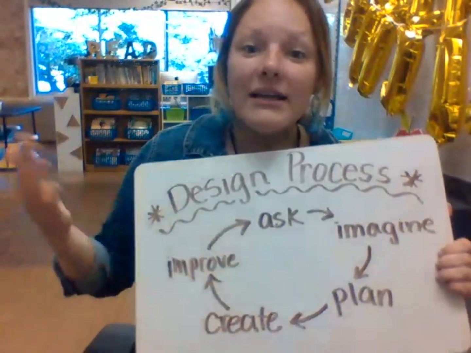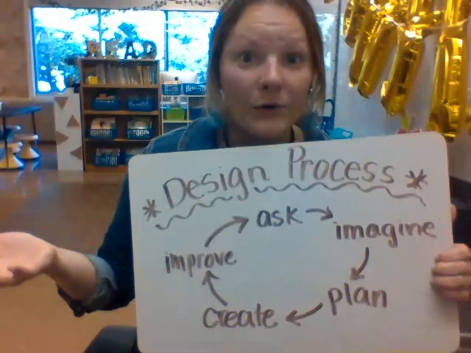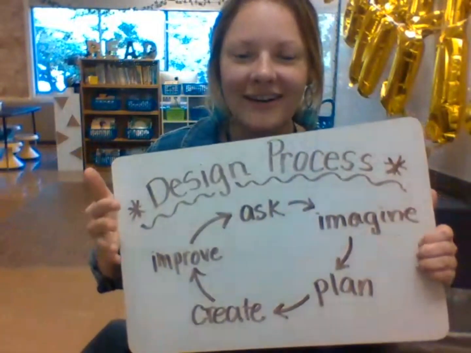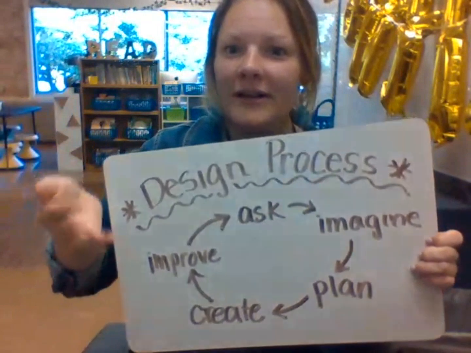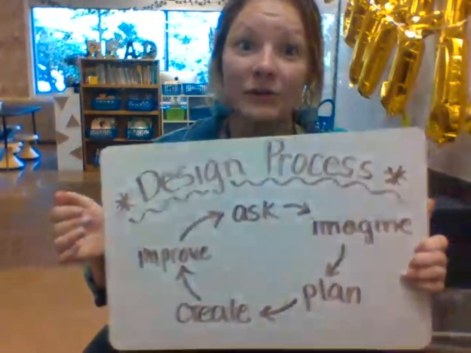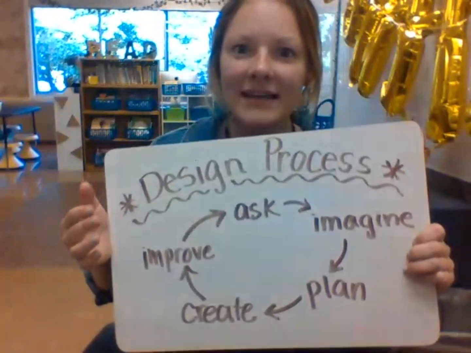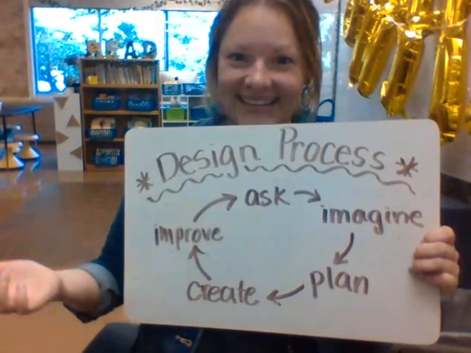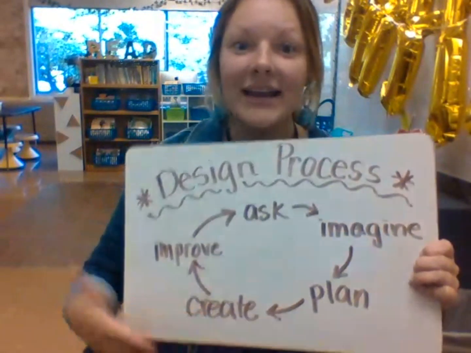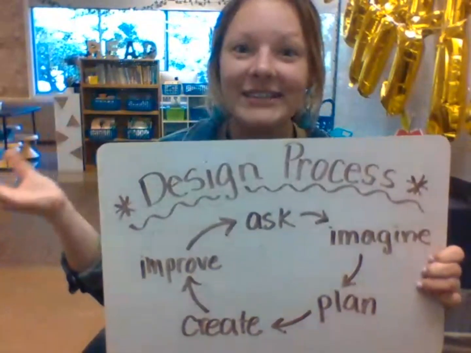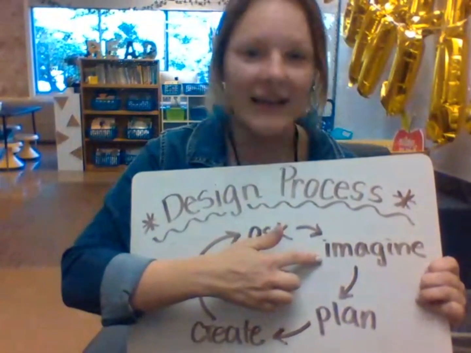Next is plan. To plan, you can either draw something out, you can lay it out on a table before you put it all together, you can plan on a computer. There's so many different ways you can plan. Sometimes even just talking back and forth with somebody, coming up with different things that you can do, different ways that you can make whatever your problem is better. Then create. Now you're actually going to build, you're actually going to put something together, you're going to make it. And then last, improve.